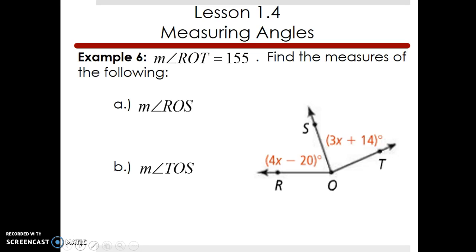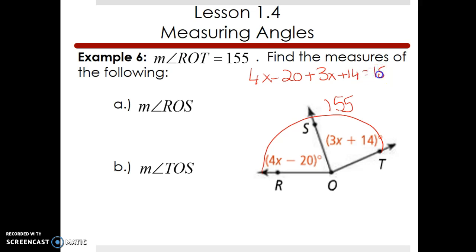Same thing over here. It tells you ROT, so the big angle is 155. So let's try this again. So we add them up. So I get 4x minus 20 plus 3x plus 14 gives you 155, which gives me 7x minus 6 equals 155. So that means 7x equals 161. When I divide by 7 on both sides, x is equal to 23.